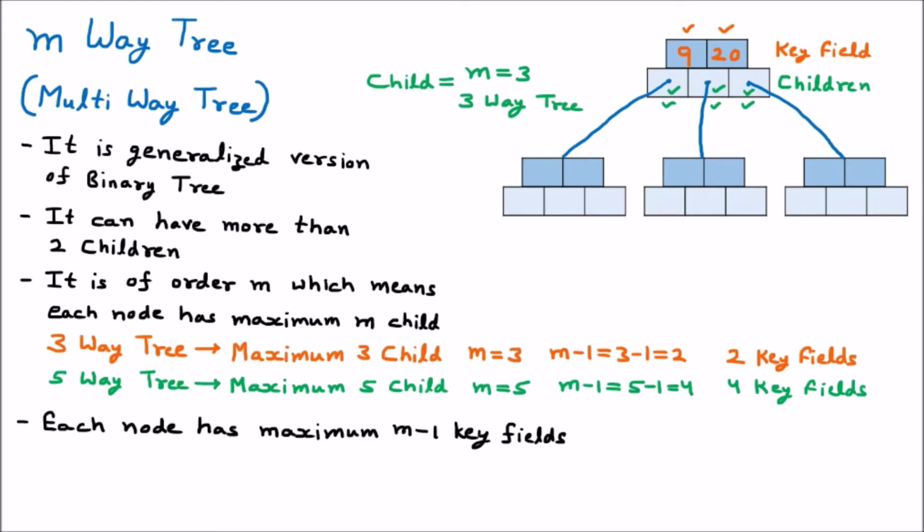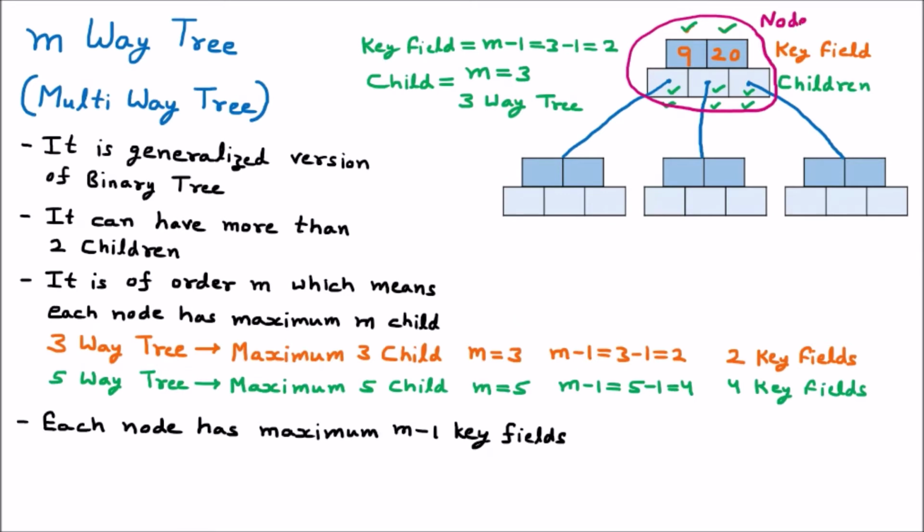And if we talk about the key fields, the number of key fields is m minus 1. So m minus 1 is equal to 3 minus 1, and that is equal to 2. Now you see how many key fields are there. These are 2, so 1 and 2. Two key fields are there. That means this complete thing we are representing is nothing but a node. So the first part which we have discussed is nothing but a node.